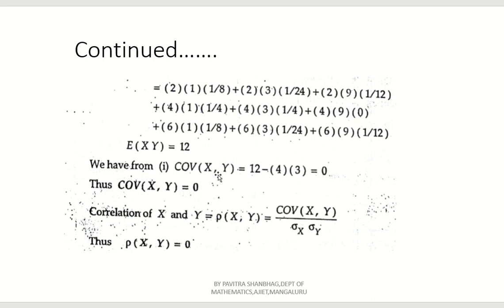So what is covariance of XY? E of XY minus E of X into E of Y. So 12 minus 4 into 3, that is 12 minus 12 is 0. So the covariance of XY equals 0. So what is the correlation of XY? Correlation of XY is nothing but rho of XY, that is covariance XY divided by sigma x into sigma y. But what is covariance of XY? 0. Sigma x is 4, sigma y is 3. Whatever the term here, what you will get? 0 divided by any value is 0. So here we are getting the complete value as 0, right?